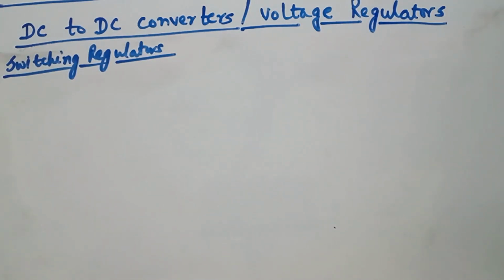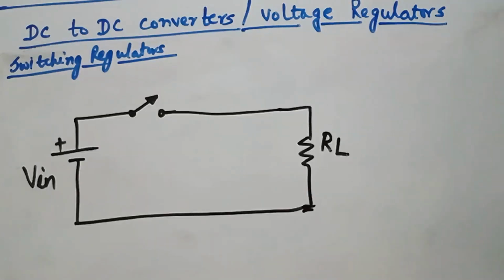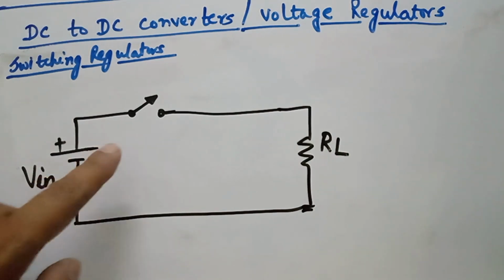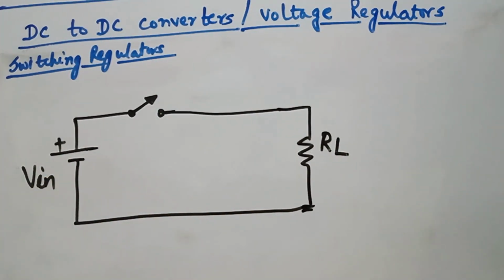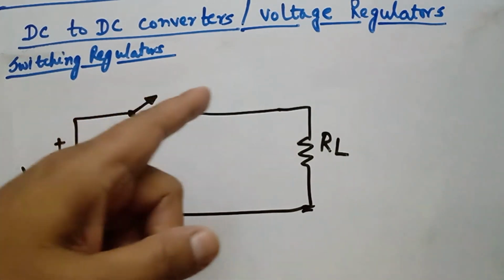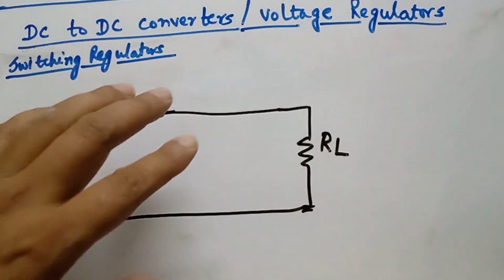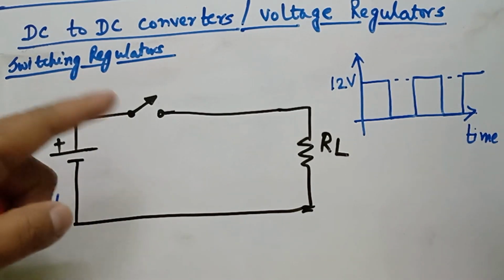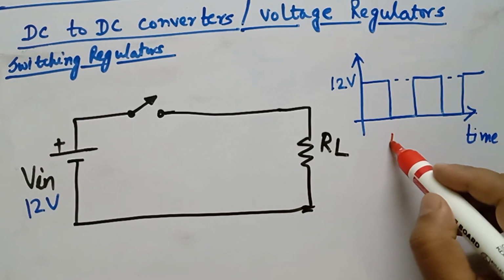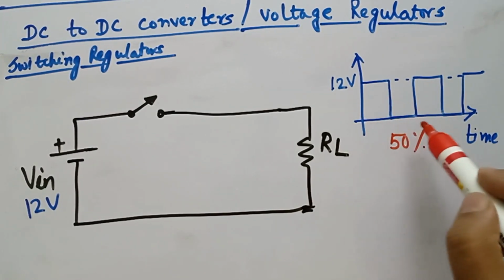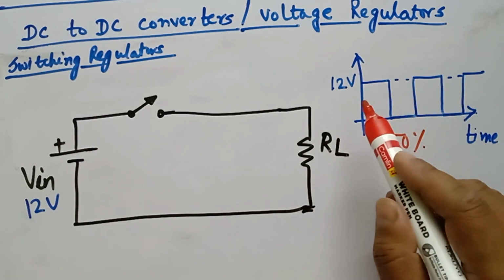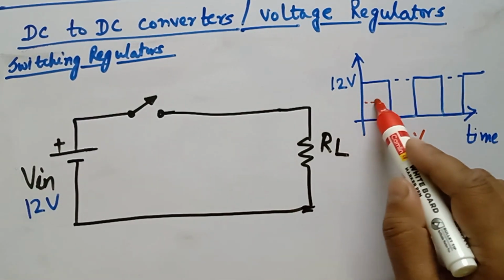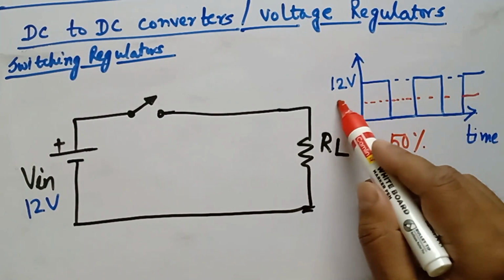Okay, so now let me try giving you some explanation of how switching regulators actually work. But before deep diving into switching regulators, let us try understanding a simple electrical circuit. Here we have a voltage source Vin, a switch, and the load resistance RL. Once we close the switch, current flows through this loop, and when we open the switch, current stops. Assume that we have a Vin of around 12 volts. Switching this switch constantly at say 50% duty cycle, on and off, the waveform will look something like this. If you closely look at this waveform, the average for a 50% duty cycle will be somewhere around 6 volts.